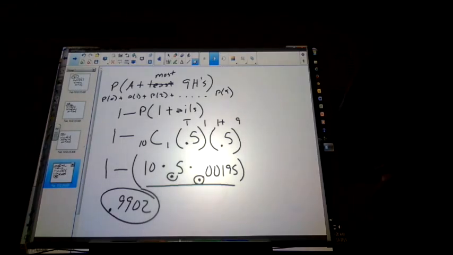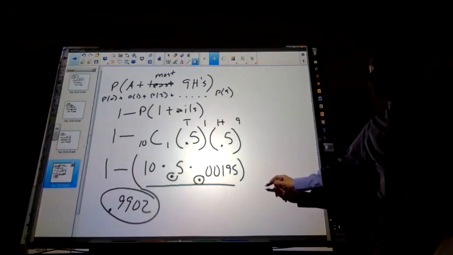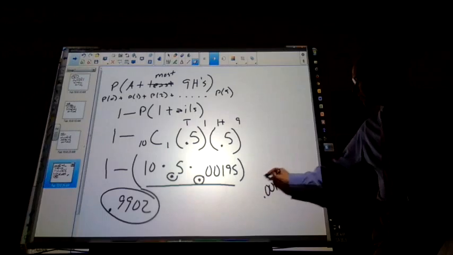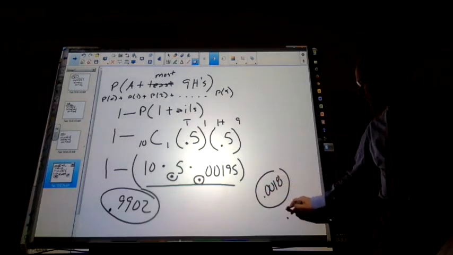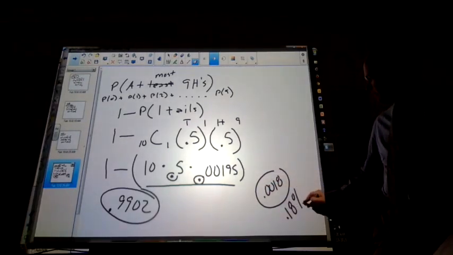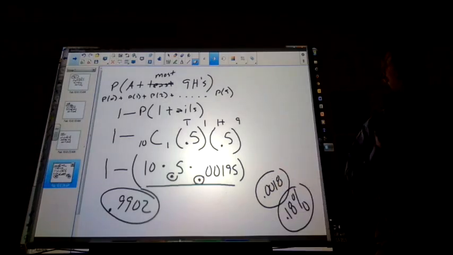So wait a minute. So are you saying that if it is at least 9 heads, it should be this? It should be so small because you can either get 9 or 10. It would be the probability of 1 plus, there's only 2 chances. Is that? Or no?